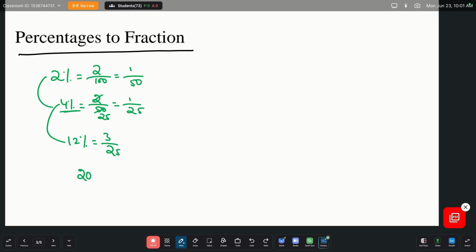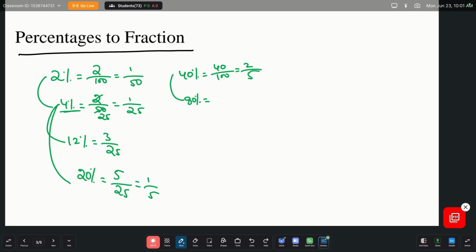Next, 20 percentage. 20 percentage can be written as 4 fives are 20. That will be equal to 5 by 25. 5 by 25 can be written as 1 by 5. Next, 40 percentage. 40 percentage can be written as 40 by 100, which will be equal to 2 by 5. Next, 80 percentage. 40 percentage is already 2 by 5, so 80 percentage will be equal to 4 by 5.